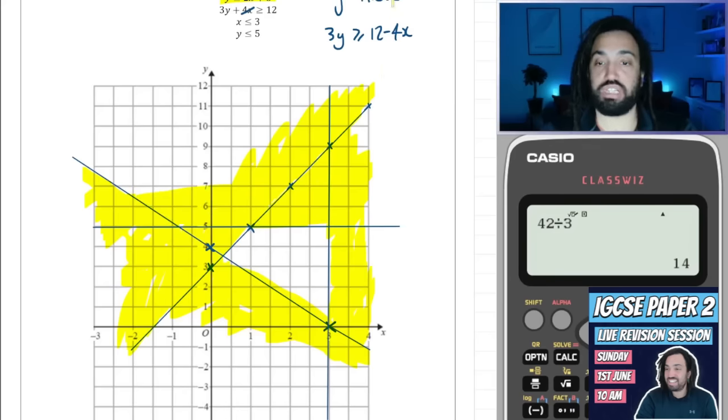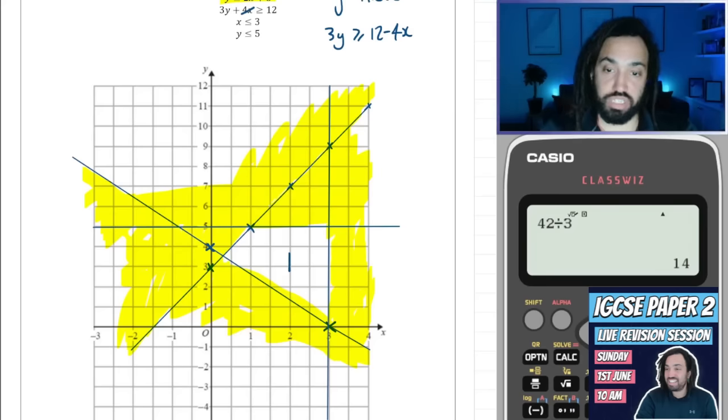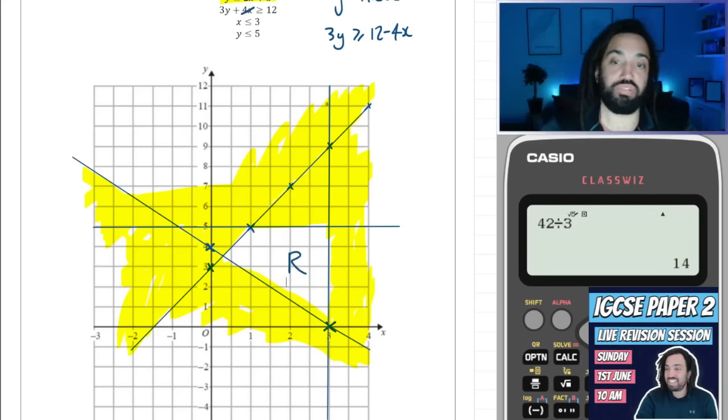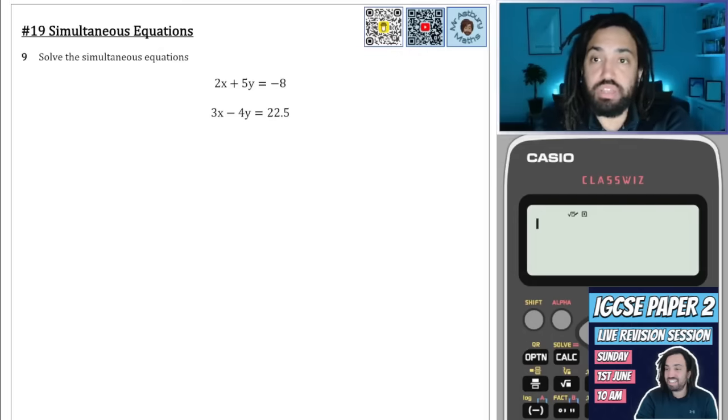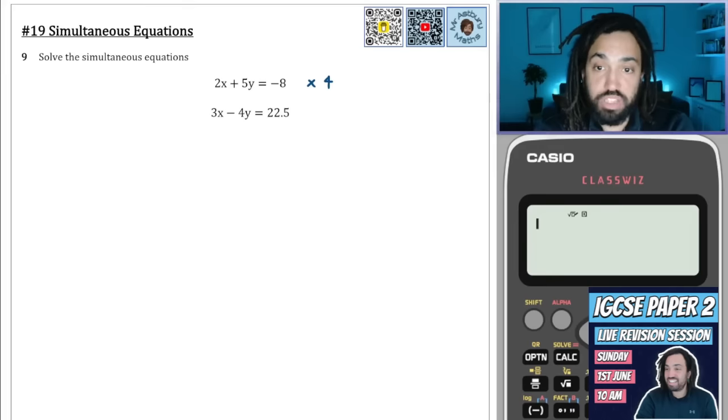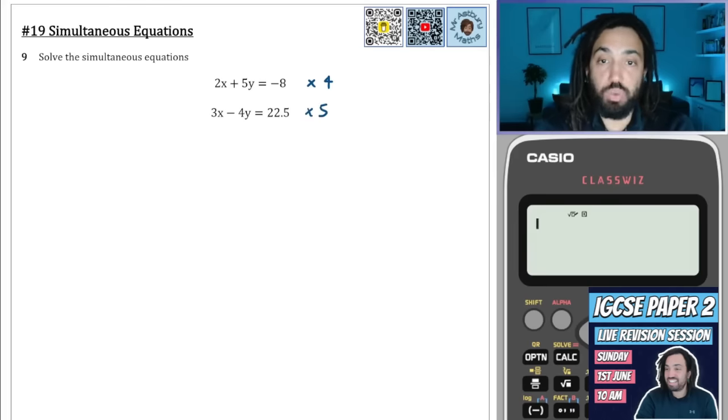Okay, great. And we can see what is left over is the region there, and we've labelled it, and we are good. Okay, simultaneous equations. So we need to multiply, we're going to do this one by 4 and this one by 5, and that's going to line up the y's.